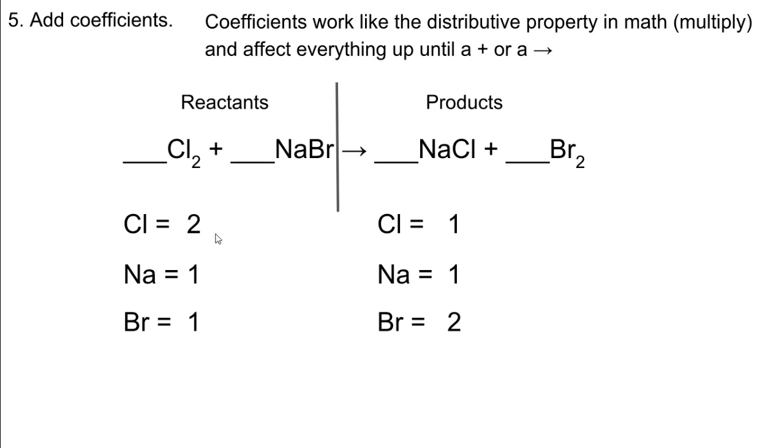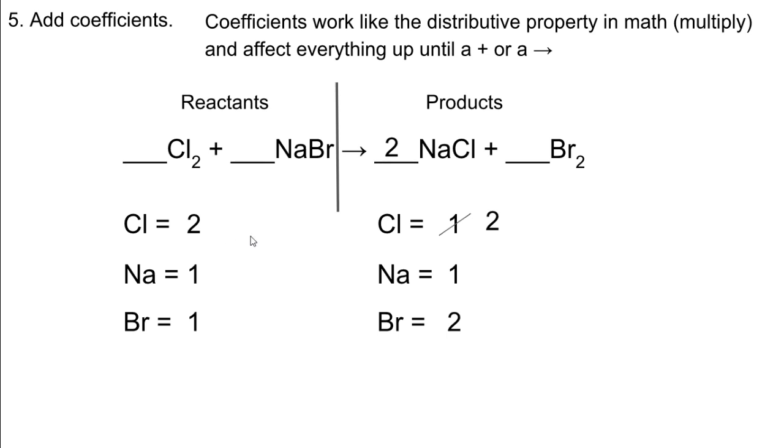So I have 2 Cls on my reactant side. What I'm going to look at is how am I able to get 2 Cls on my product side? What can I multiply by 1 to equal 2? So I can multiply 1 by 2. So I'm going to cross this out, add my 2, and I need to add a coefficient 2 here, so then it distributes to my Cl, and I have 2 Cls on my product side. I have 2 Cls on my reactant side.